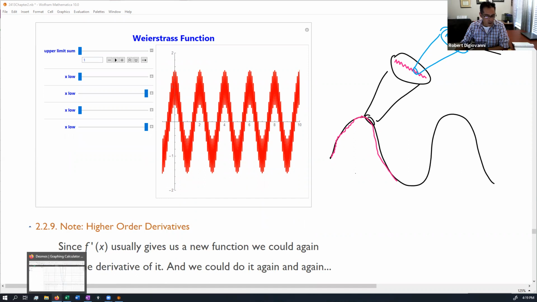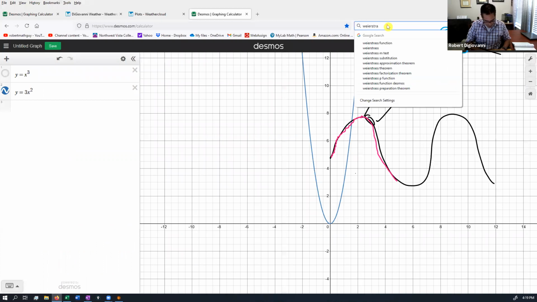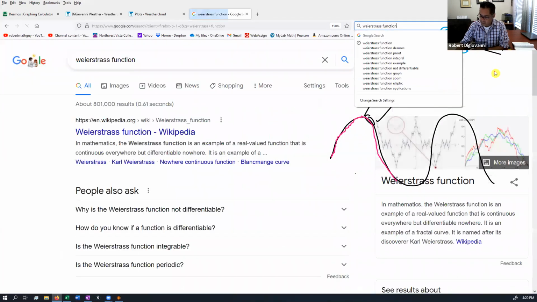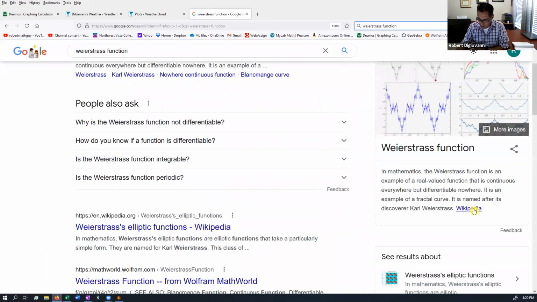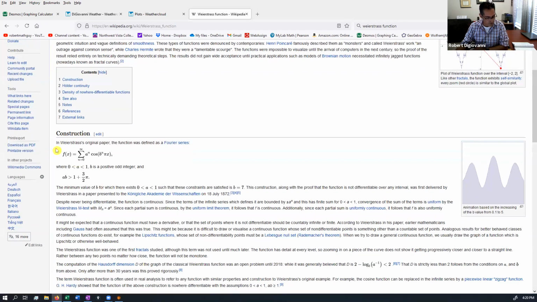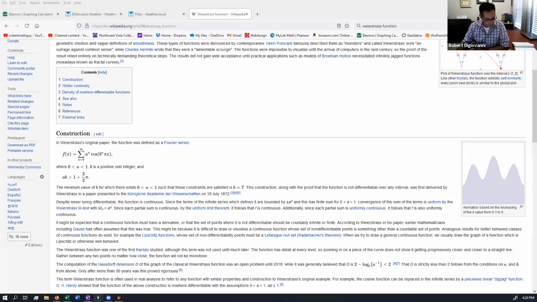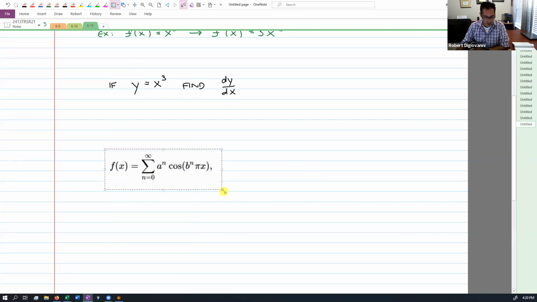If you look it up, it's called the Weierstrass function. Let's see what this tells us. There it is. Okay, that might be a better picture of it. Wikipedia, we can't really take this on faith, but that's a pretty good picture of it. But here's the actual function. This is the actual function. It's not important. Okay, don't worry about this. You don't need to know this.